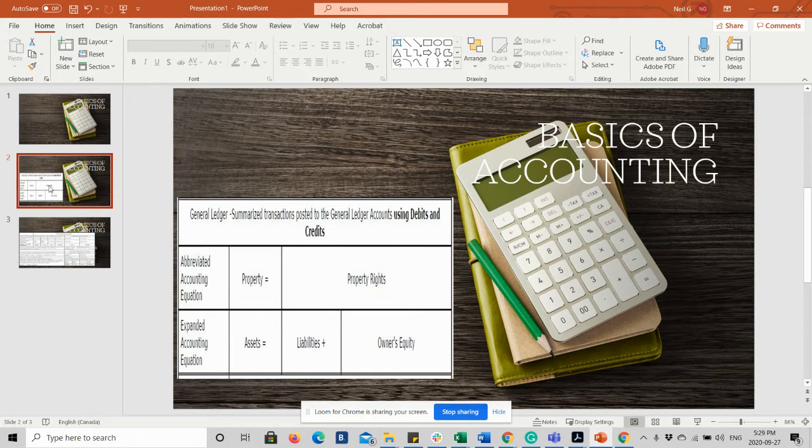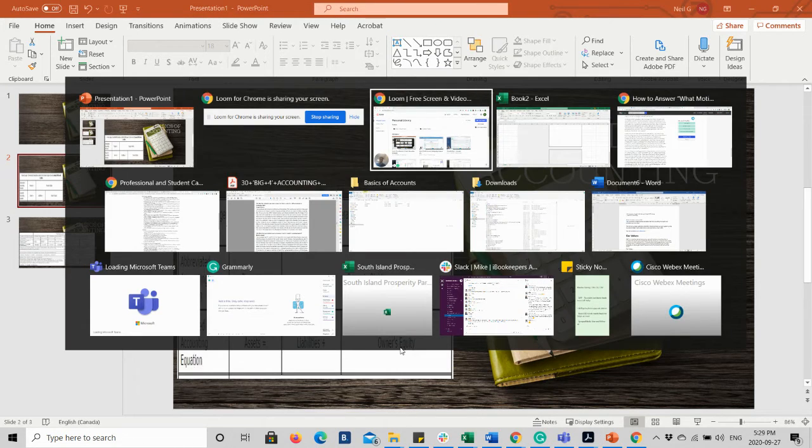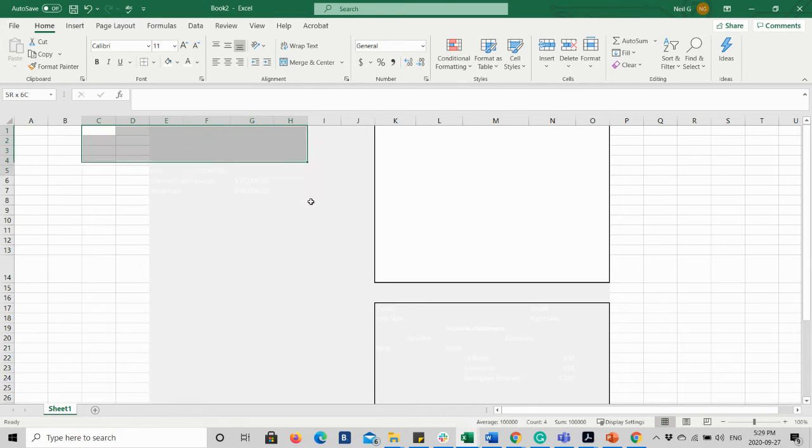So first thing first, what's the main important equation in accounting? Assets is equal to liability plus owner's equity. So that's a basic principle of accounting. What we are saying is all the assets should be equal to your liabilities and your own contribution. Now I can take this with an example for you guys. I prepared.